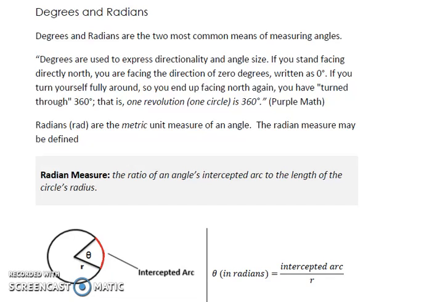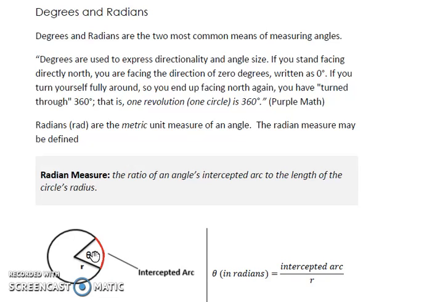Radians, abbreviated RAD, are the metric unit measure of an angle. The radian measure may be defined as the ratio of an angle's intercepted arc to the length of the circle's radius. So here's a circle. This part of this angle that is on the circle is called the intercepted arc.